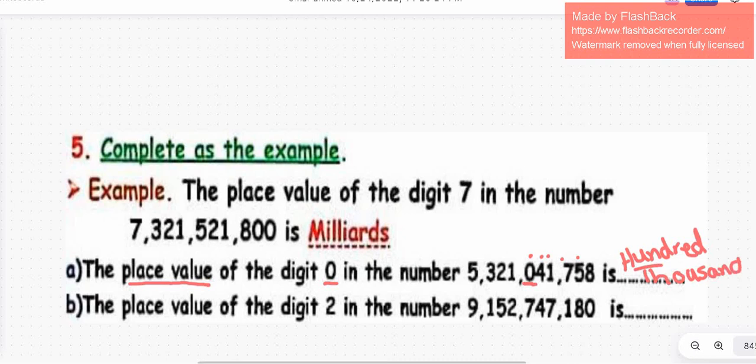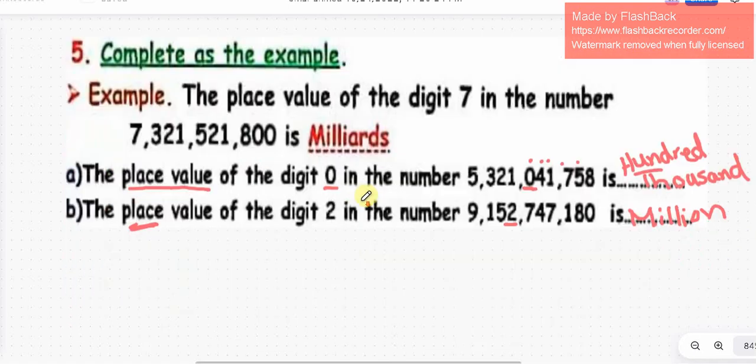Next. The place value, so I'm gonna put the name. The place value of digit 2 here. Ones, tens, 100, 1,000, 10,000, 100,000, million. This place is million. Take care from the question, is it value or place value? Read it well.